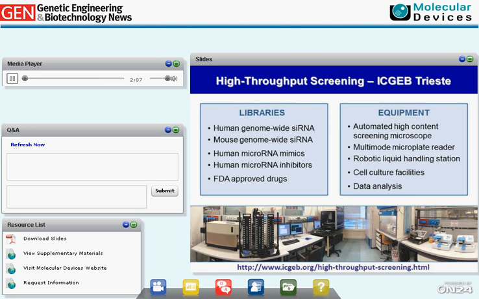So the main goal of our screening facility is to perform RNAi screening, and for that we have available for screening both a human genome-wide siRNA library as well as a mouse genome-wide siRNA library, and also human microRNA libraries of mimics and inhibitors. Although some of the work that we do is based on plate reader-based assays, most of the work that we are now doing is based on high-content screening.